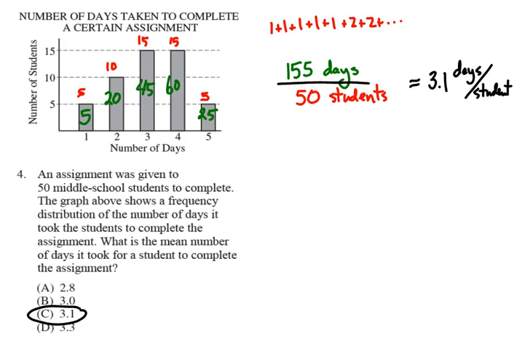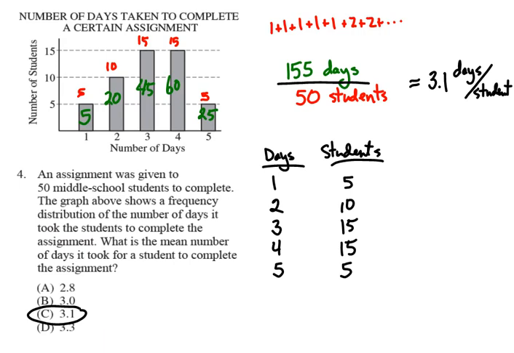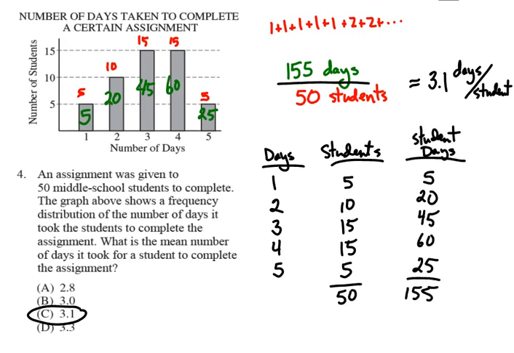Now if you wanted to make a table for these, it would look something like this. So 5 students took 1 day, 10 students took 2 days, 15 students took 3 days, 15 students took 4 days, and 5 students took 5 days. And if we just multiplied across, we would get the number of student days. We get 5, 20, 45, 60, 25. We add those up, and finally to find the average, we would just take the total number of student days divided by the number of students, and we would get the number of days per student.